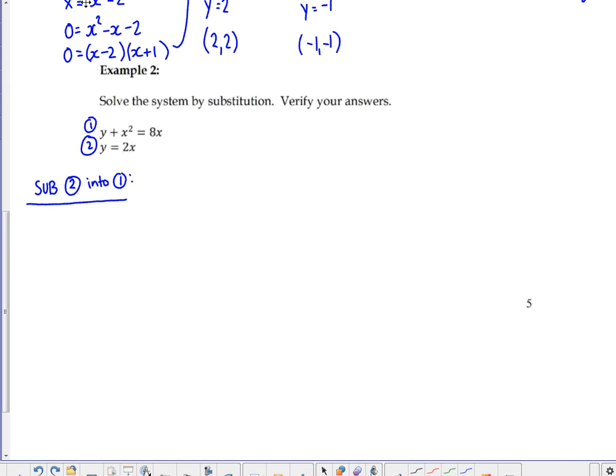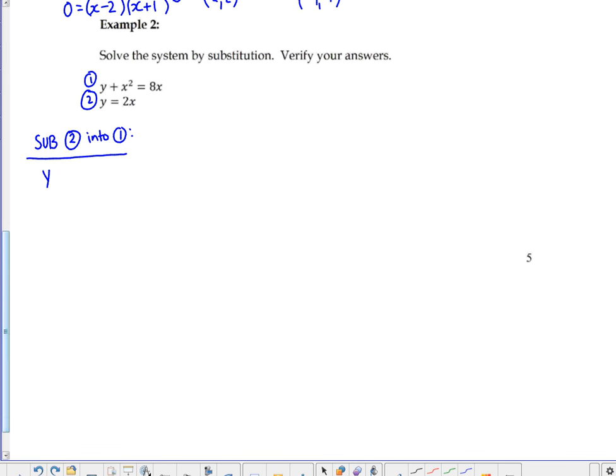So our equation 1 is y plus x squared equals 8x. What variable are we replacing? Which one's isolated already? Y. We have y equals 2x, so we're going to replace the y because y is equal to 2x. So that's what we're going to replace.